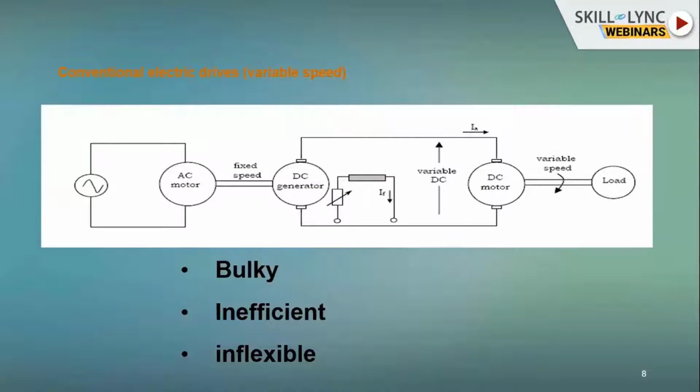In that case, they were using two DC machines, one DC motor and one DC generator, for controlling one particular DC motor. So what we find in this case is that the system is very bulky, inefficient, and not that flexible, because for controlling one single motor, two more machines we are going to use. Also the system will be very noisy, because if you have seen a DC motor in the running condition, the system will be very noisy.